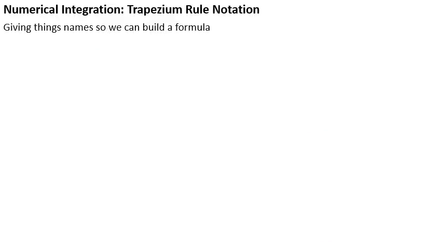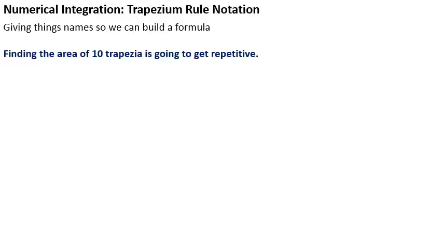The next thing we need to do is set up some notation. We want to find a way of describing the various pieces that we're going to be talking about so that we no longer need to think about the process of finding the area for a whole bunch of different shapes.